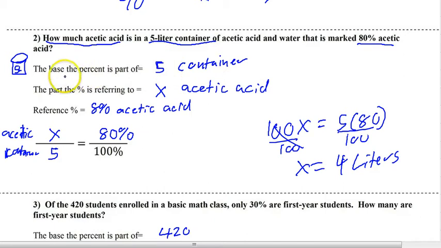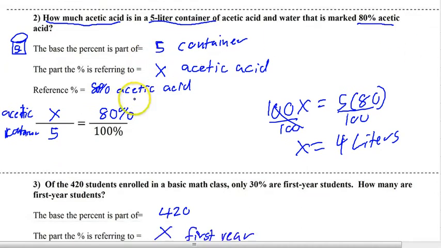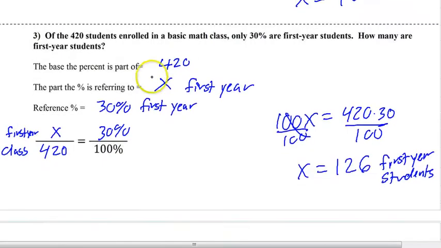And that's why I'm saying the base, the percent, is a part of, because we want to make sure that we are taking a percentage of, I put 8 there, we're taking a percentage of that entire base. So we take 80% of 5, it gives us x. That's the whole point. 30% of the 420 is x.